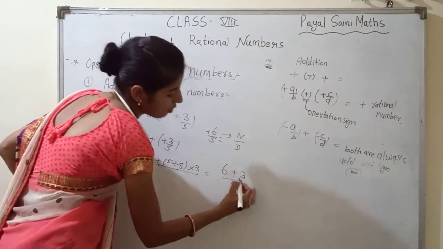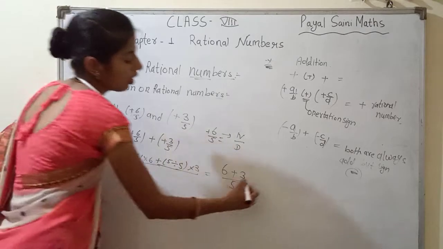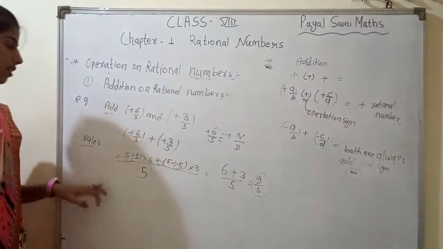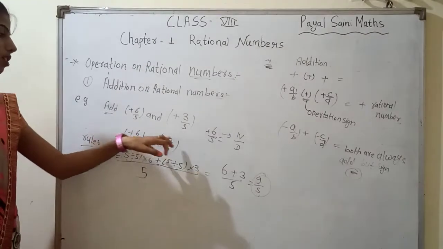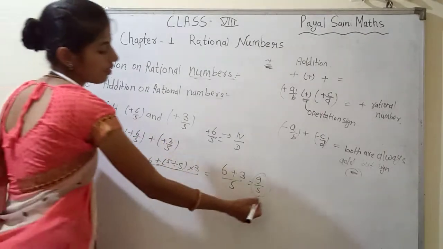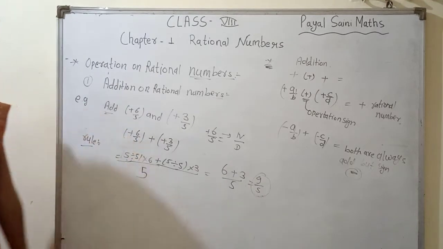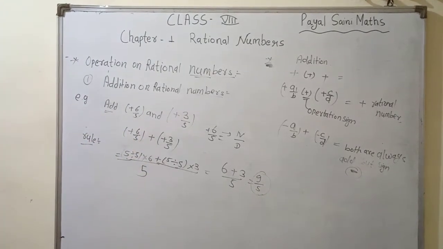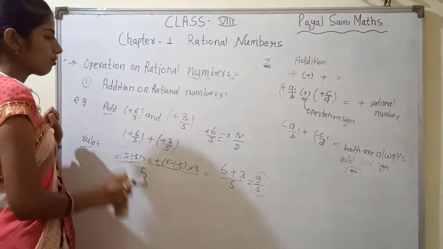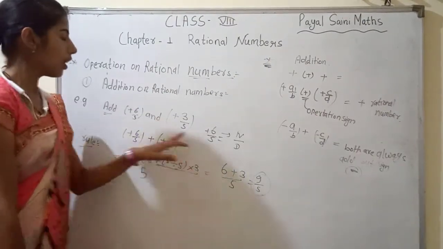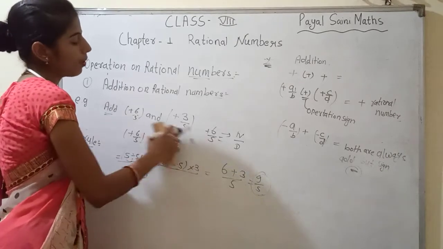Now 5 divided by 5 is one time, 1 multiply with 3. And downside is 5. Then 6 plus 3 is 9, and 5. Then 9 by 5 is your answer. Addition of 6 by 5 plus 3 by 5, your answer is 9 by 5. The first example is very simple. In the first example, we see our denominators are equal.